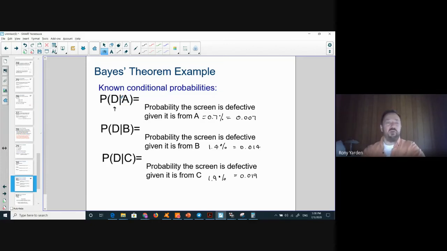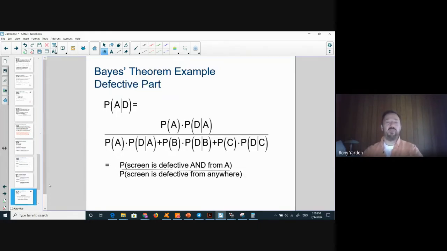So the right side is what we know, okay? And the left side is the probability. What is the probability that the screen is defective, knowing that it's coming from vendor A? So now that we have all these numbers, all we have to do is plug in. Okay, so let me write it. This is the equation. I'm going to do the plugin here, and the calculation is going to happen here.